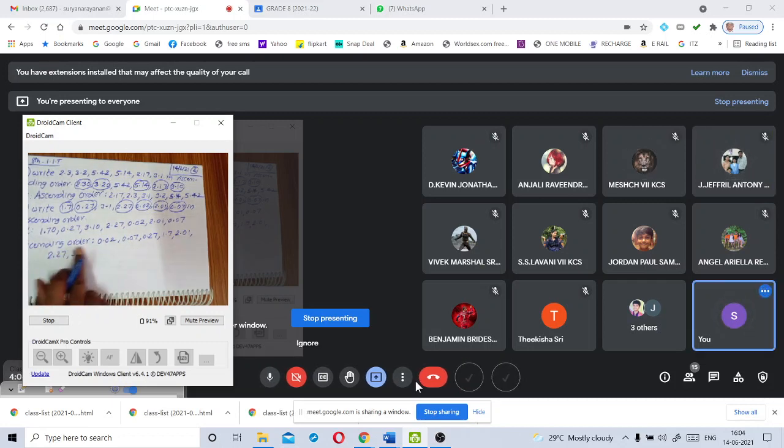Did you understand this question, children? How to arrange the given decimal numbers in the ascending order. Did you understand these steps, my children? Now I will mix negative decimal numbers and positive decimal numbers to arrange them in the ascending order.